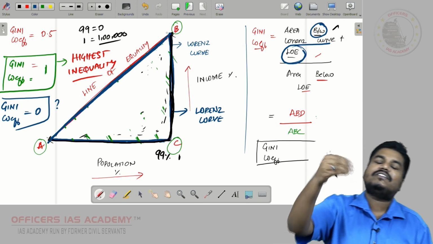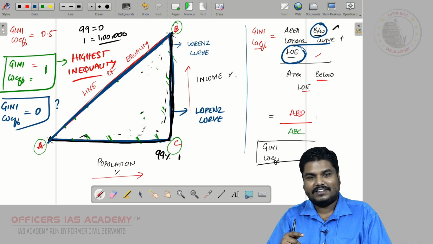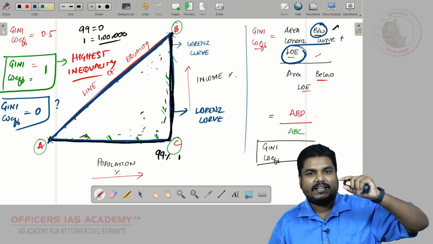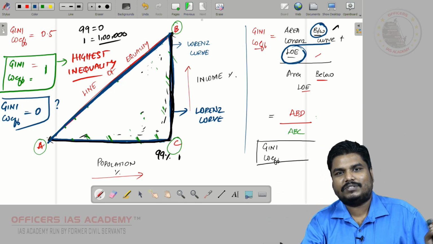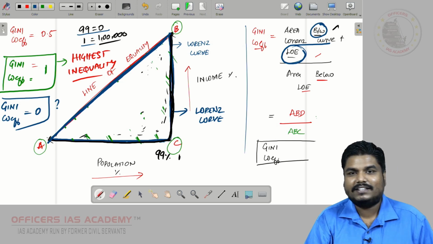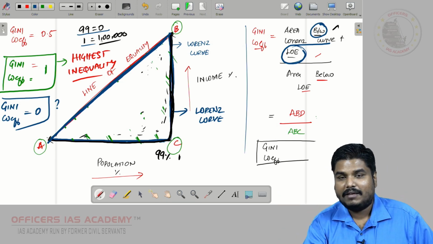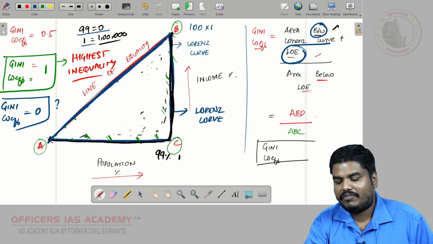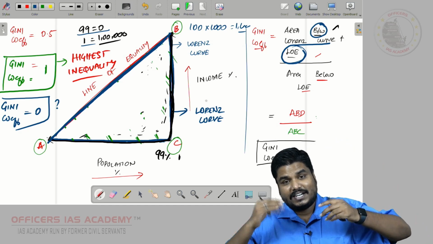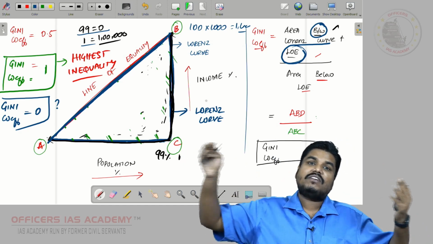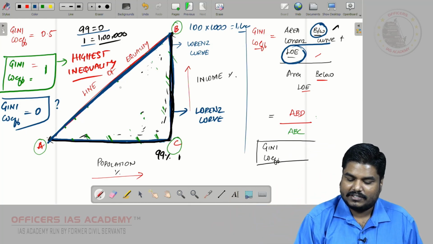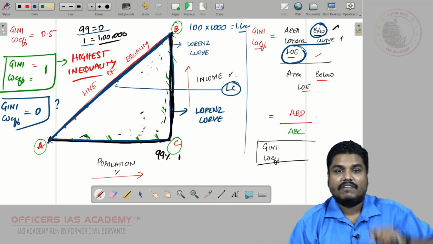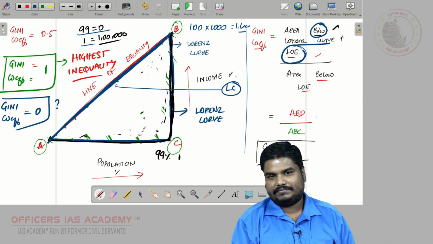So the Lorenz curve will become a line when there is perfect equality. Everyone is earning 1000 rupees. Here 99 are earning 0, 1 is earning 1 lakh rupees, so inequality. When 100 people are there and everyone is earning 1000 rupees, it is going to be 1 lakh in total. In that situation everyone is earning an equal amount. When everyone is earning an equal amount, there will be equality. When there is equality, then the Lorenz curve will be overlapping with the line of equality.